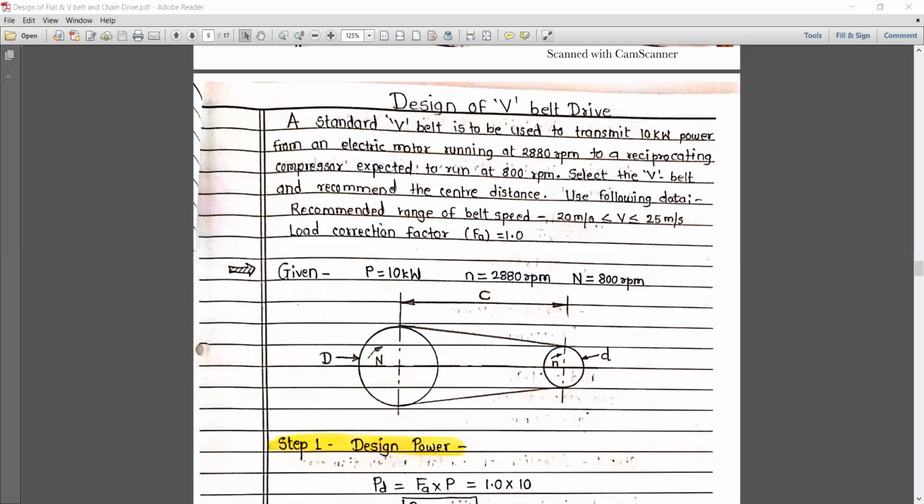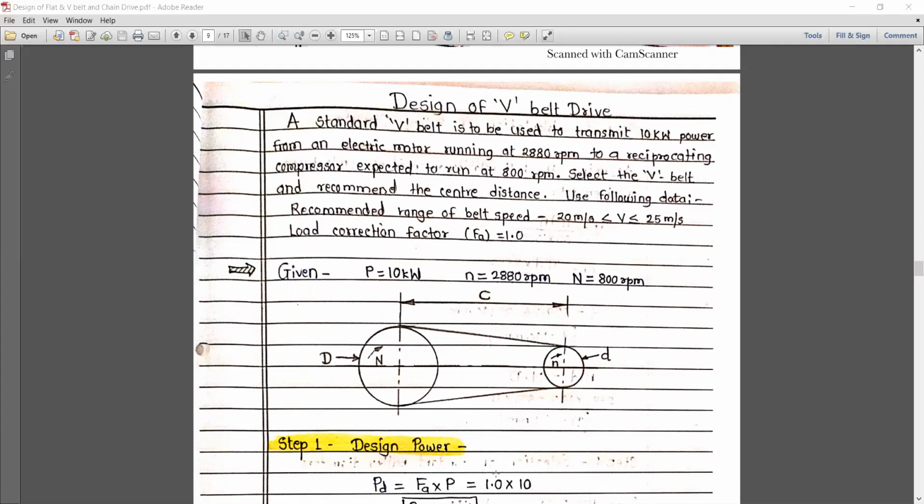So let's take an example, a numerical related to the design of V belt drive. A standard V belt is to be used to transmit 10 kilowatt power from an electrical motor running at 2880 rpm to a reciprocating compressor expected to run at 800 rpm. So the input speed is 2880 rpm and the output speed is 800 rpm. Select a V belt and recommend a center distance.